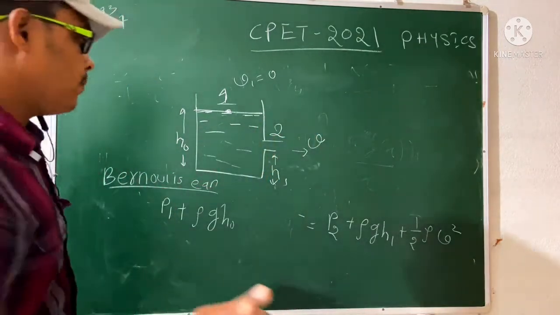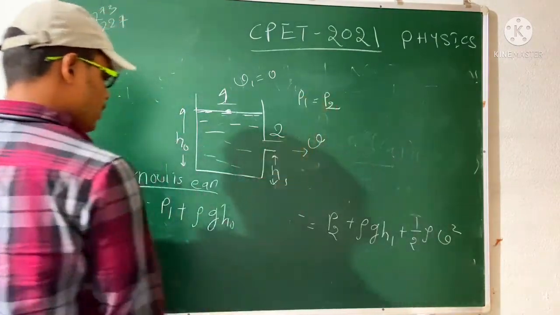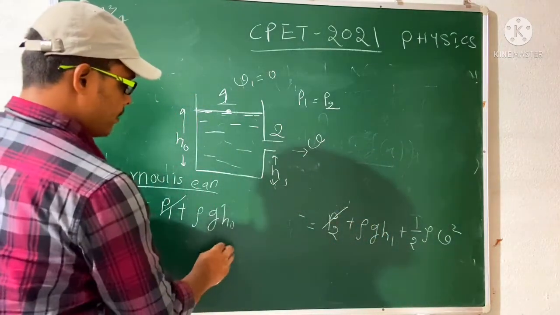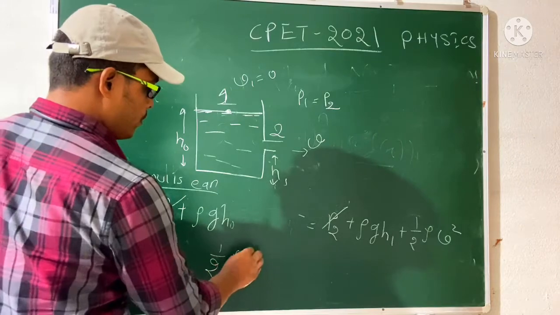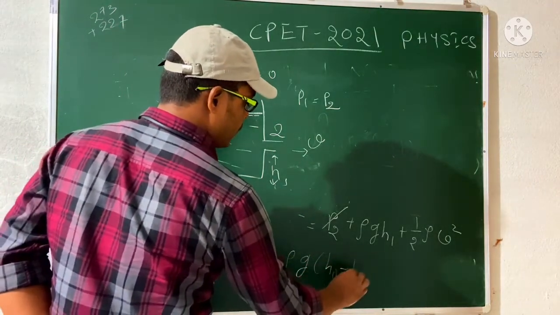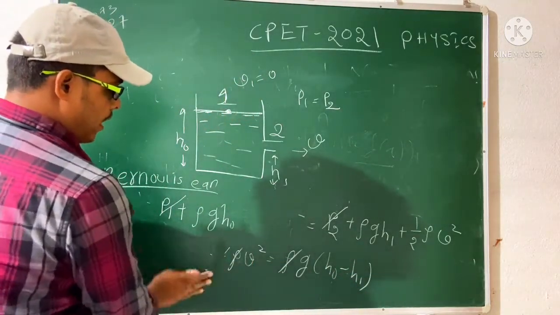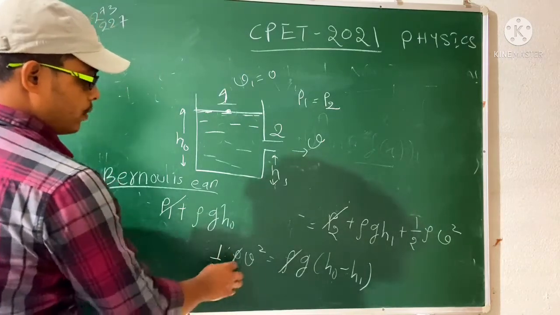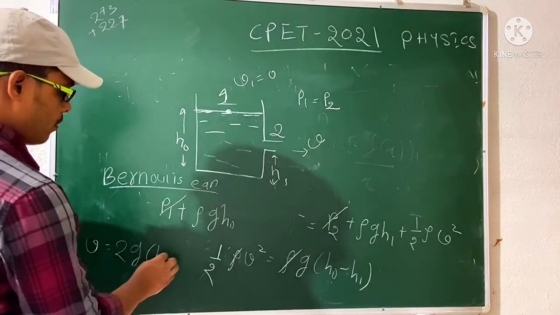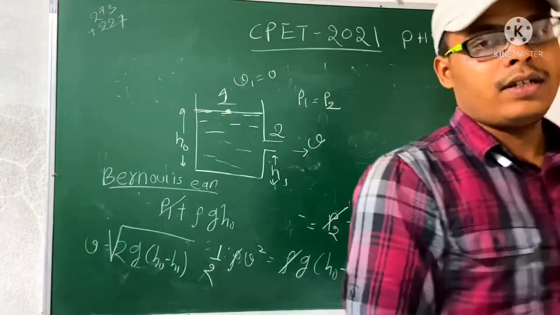The atmospheric pressure acts at both points, there is no other pressure, therefore P1 equals P2. Cancelling both sides, half rho V squared equals rho g into (H0 minus H1). The rho cancels, and V is the square root of 2g into (H0 minus H1).